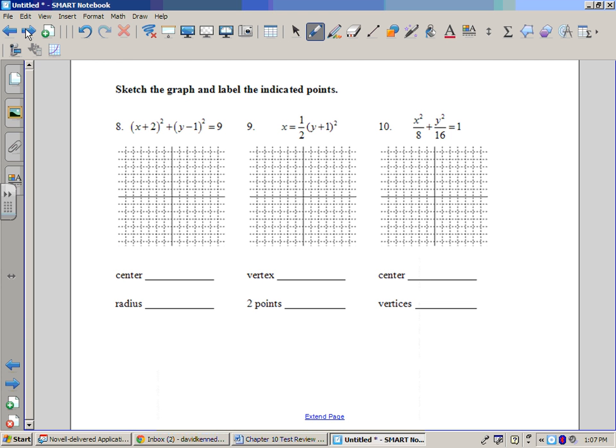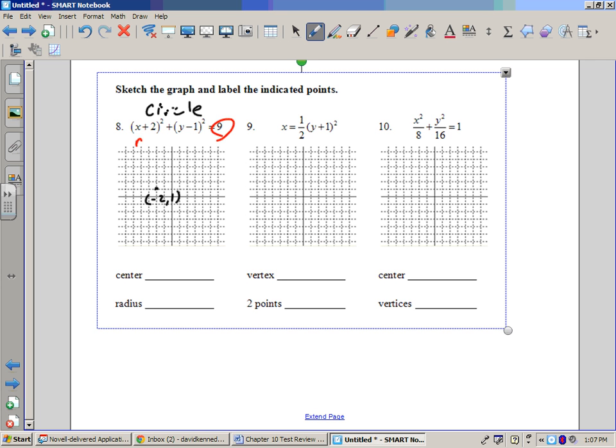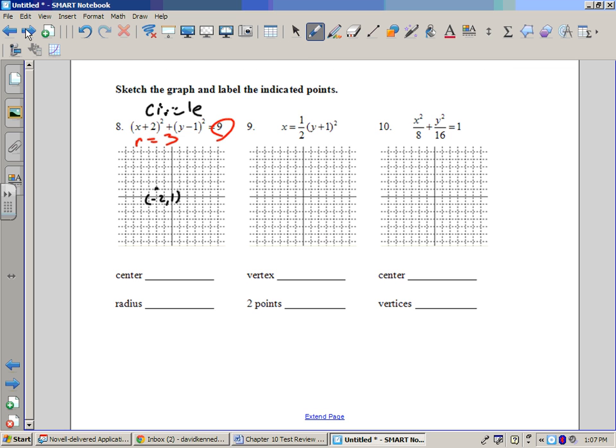Sketch the graph and indicate the points. Number 8 is a circle. With the circle, I have a center at negative 2, 1, because the negative 2 goes with the x, the 1 goes with the y. So I'll do negative 2, 1 as the center. The radius is the square root of 9, so the radius is equal to 3.